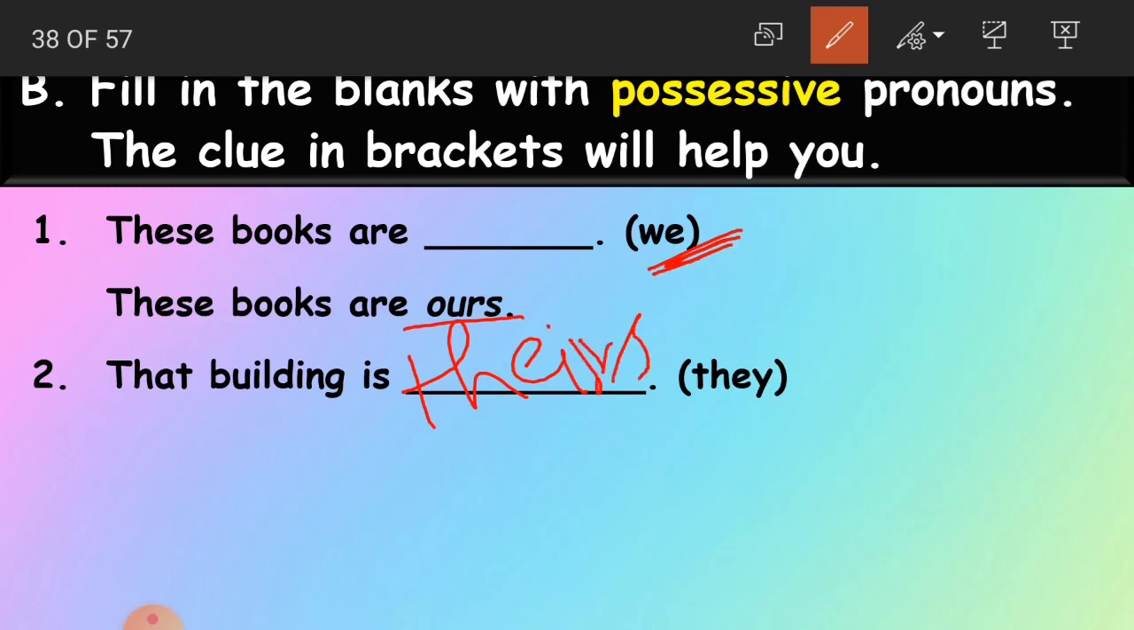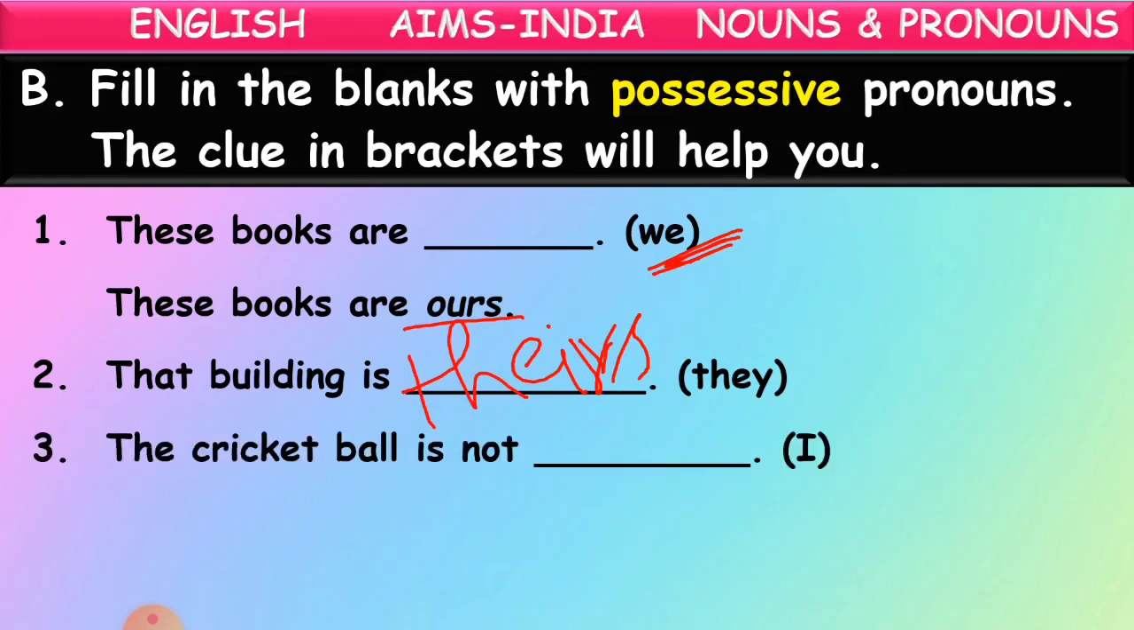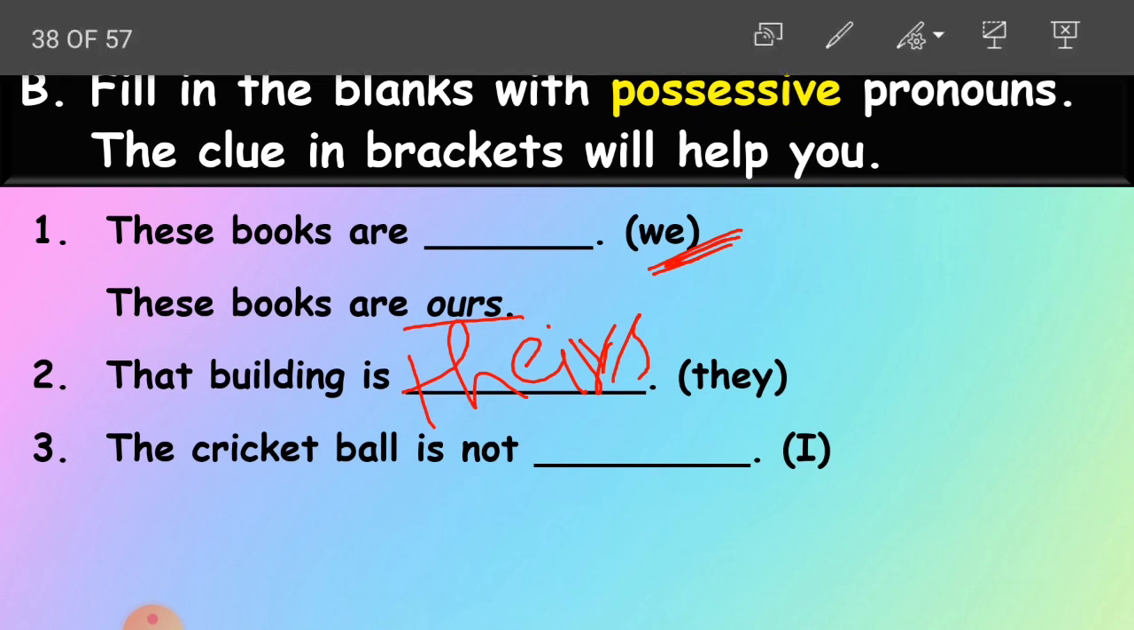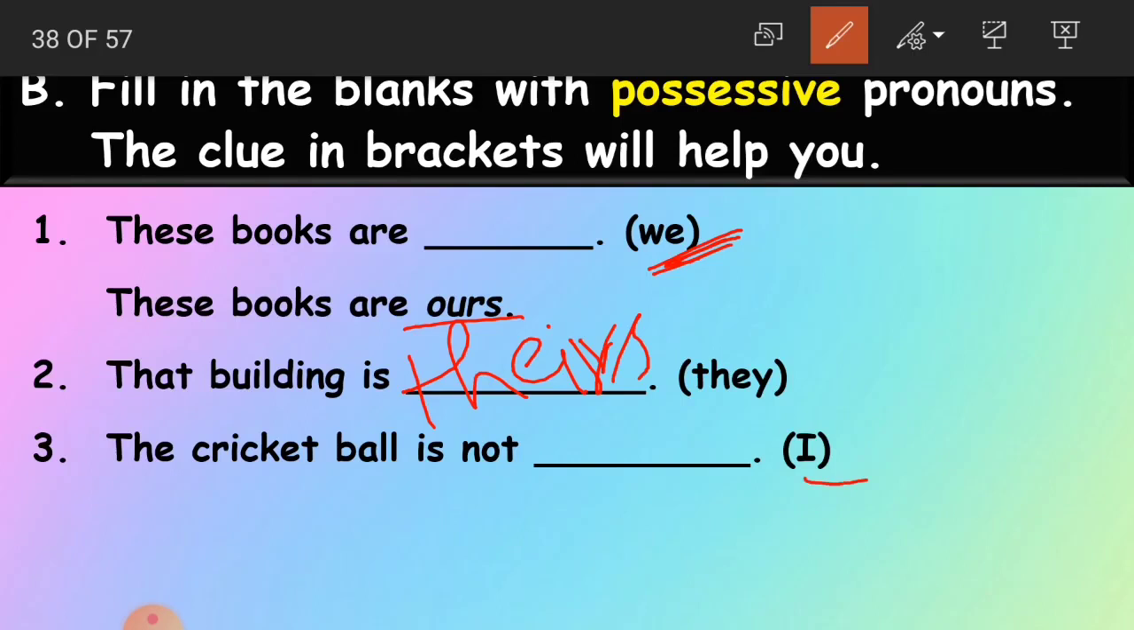T-H-E-I-R-S. Theirs. Clear, children? That building is theirs. Okay. Now we'll go to the third one. The cricket ball is dash. So I must be changed. What will happen? It becomes mine. The cricket ball is not mine.